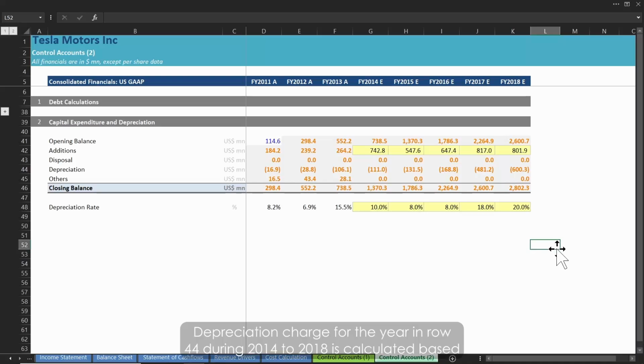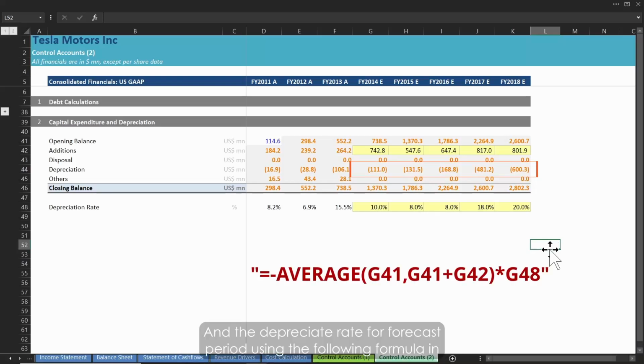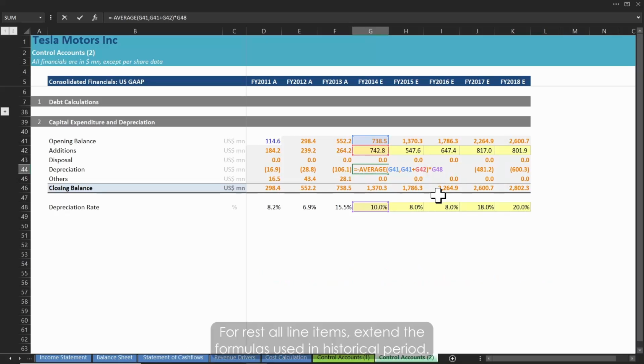4. Depreciation charged for the year in row 44 during 2014 to 2018 is calculated based on the average book value of PP&E and the depreciation rate for forecast period using the following formula in year 2014 and extended to other years. For all the rest of the line items, extend the formulas used in historical period.